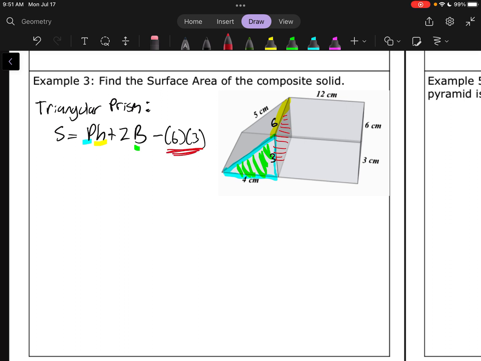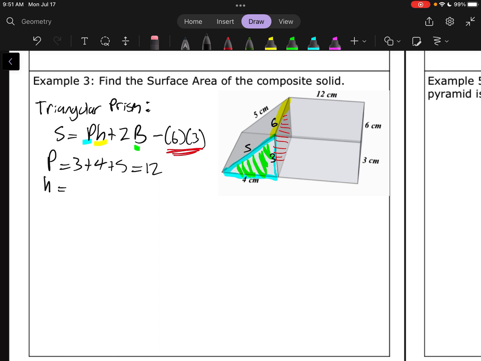Right, because it's a rectangle over there. So, weird formula. I know, weird formula, but we have to subtract that side that is being covered up. So let's run through that real fast. What is our P? What is our perimeter? That is 3 plus 4 plus 5, which is 12.